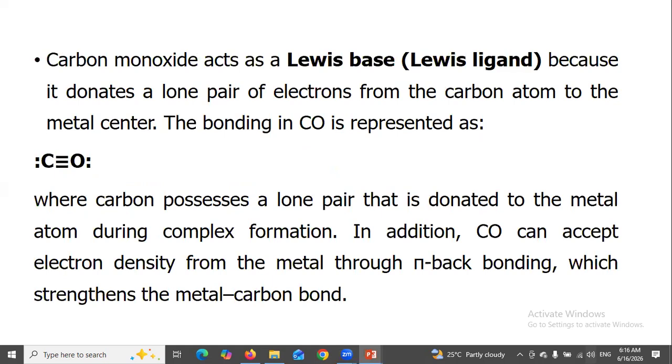Carbon monoxide acts as a Lewis base, a Lewis ligand, because it donates a lone pair of electrons from the carbon atom to the metal center. The carbon possesses a lone pair that is donated to the metal atom during complex formation. In addition, carbon monoxide can accept electron density from the metal through pi back bonding, which strengthens the metal carbon bond.